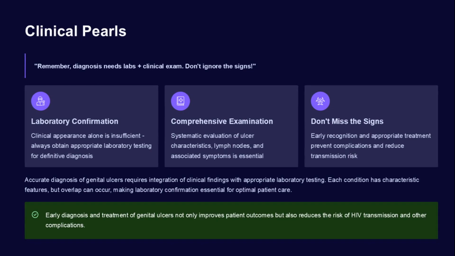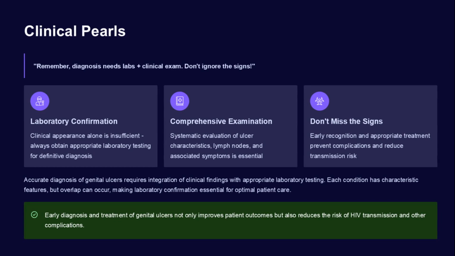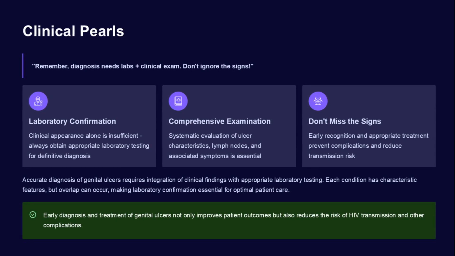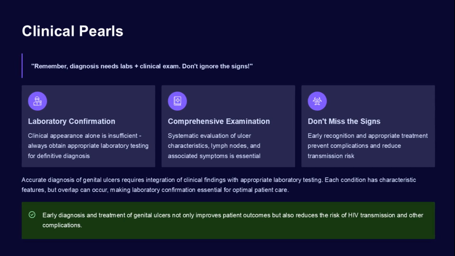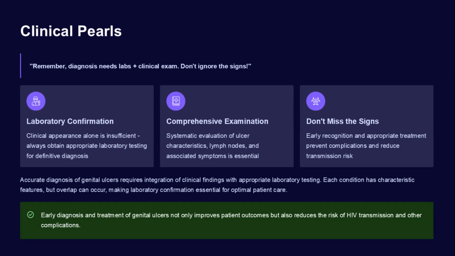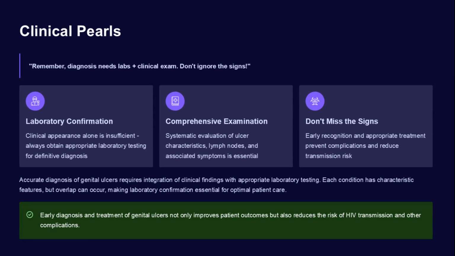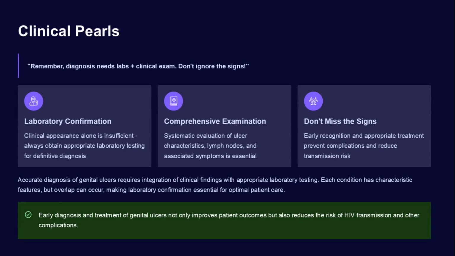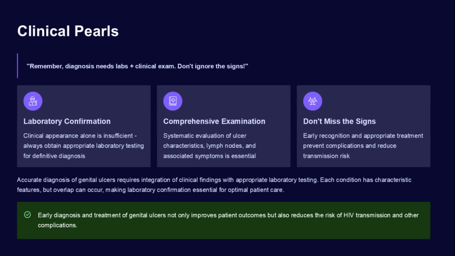Accurate diagnosis of genital ulcers requires integration of clinical findings with appropriate laboratory testing. Each condition has characteristic features, but overlap can occur, making laboratory confirmation essential for optimal patient care. Early diagnosis and treatment not only improve patient outcomes but also reduce the risk of HIV transmission and other complications.